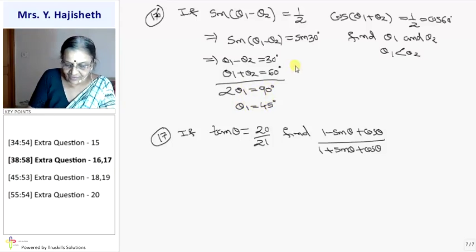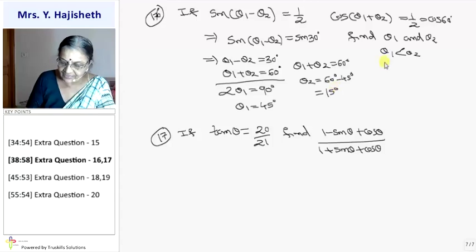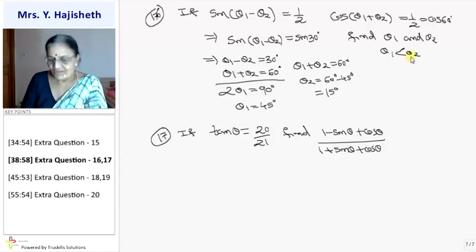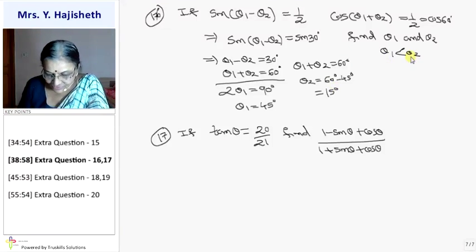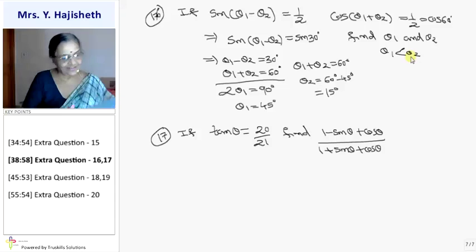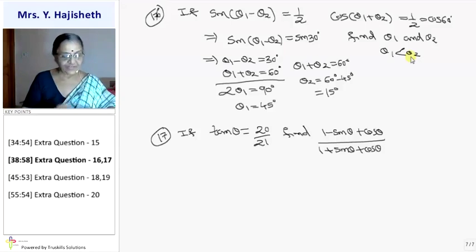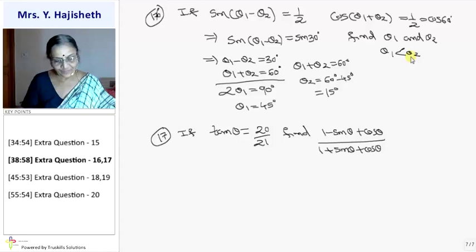Right? Now if theta 1 is 45 degree and theta 1 plus theta 2 is 60 degree, so naturally my theta 2 is 60 minus 45. So it is 15 degree. But here they say theta 1 less than theta 2. The condition given is theta 1 less than theta 2. And here I am getting theta 1 greater than theta 2.